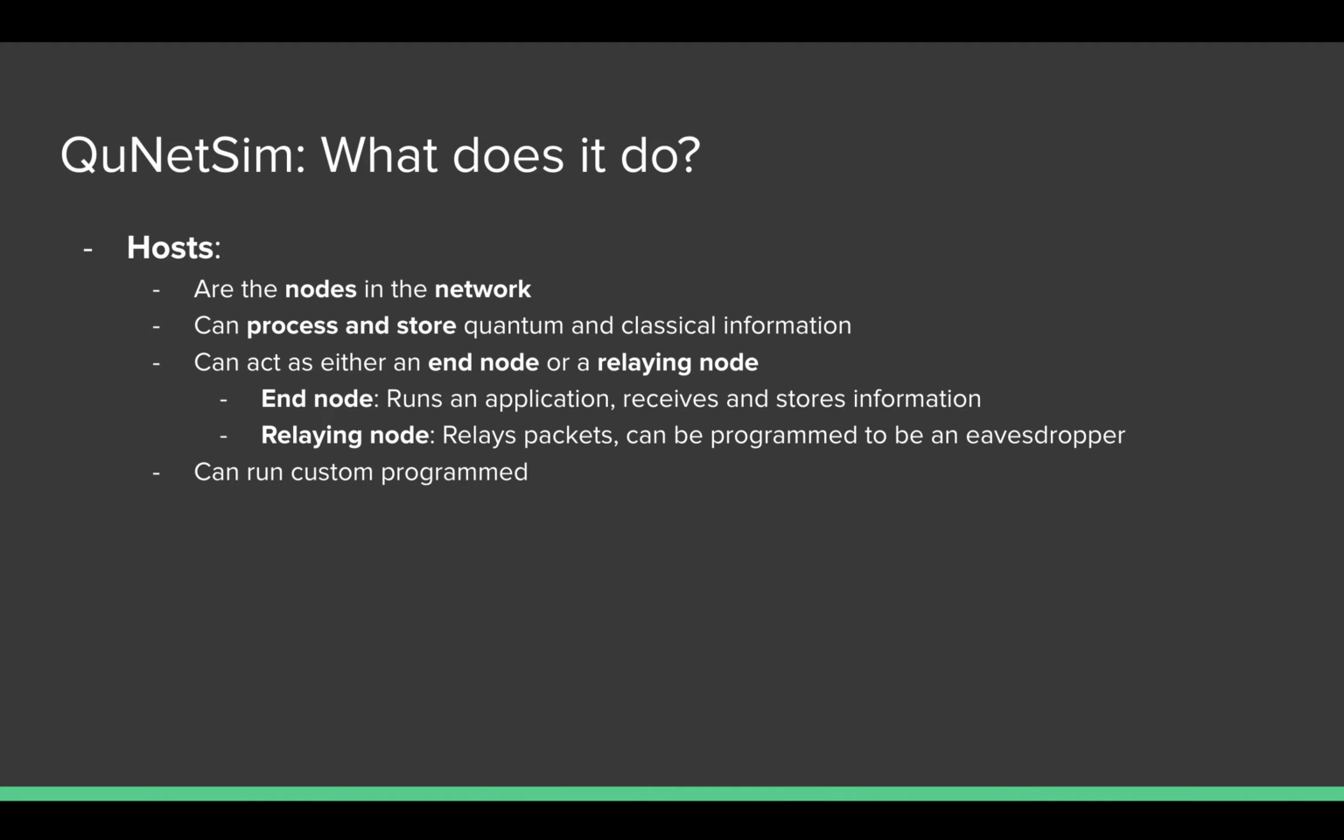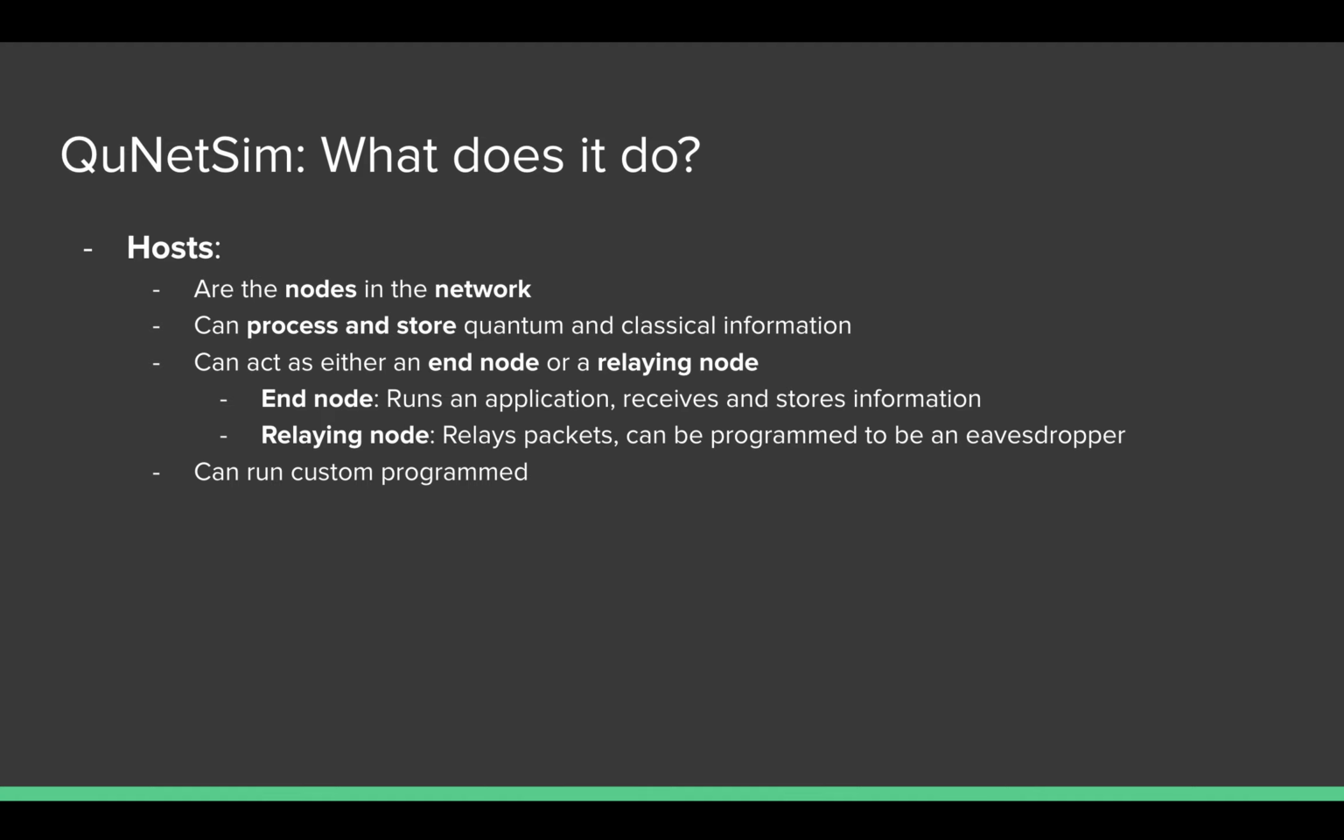These nodes can act in two ways. They can be an end node, which is running the application and receiving and sending messages and storing information. Or they can act as a relaying node in QuNetSim. And this means they're kind of like the middleman, where they have to relay packets forward. And these are a special case because they can be programmed to attack. For example, they can eavesdrop on the messages, they can manipulate them while they're en route, and, as I said, you can perform attacks on the packets in the network using these relaying nodes.